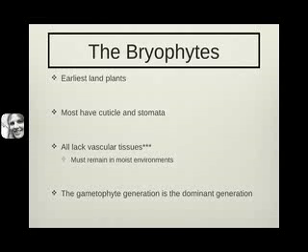Most have a cuticle and stomatal pores, but the cuticle tends to be much thinner and not really as waxy as the cuticle we see in plants that are more recent in evolutionary history. All of the bryophytes lack vascular tissues, so while they do have some primitive cells that allow for the transport of water and sugar, they don't have the more complex tissues that we learned about earlier in the semester. So for these two reasons, and for reasons that we'll see when we look at their reproductive cycle, the bryophytes must remain in moist environments. So the bryophytes are dependent upon an aquatic environment to survive.